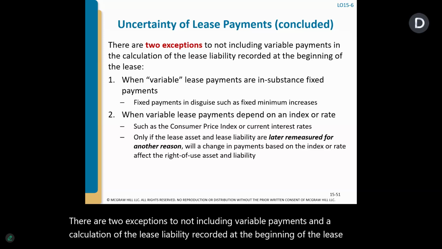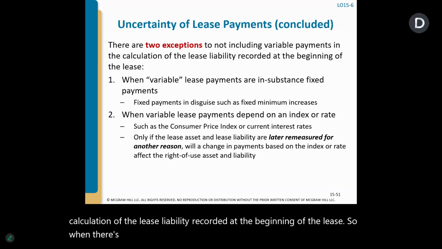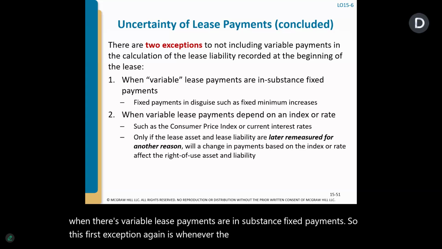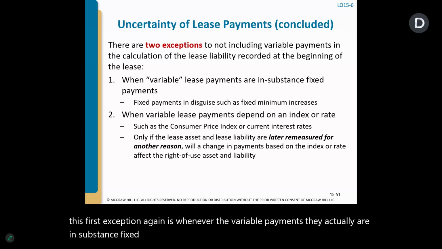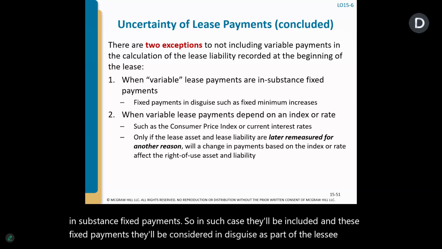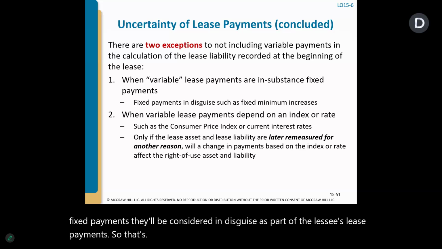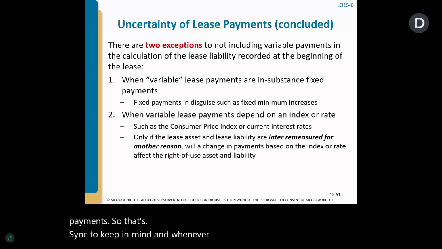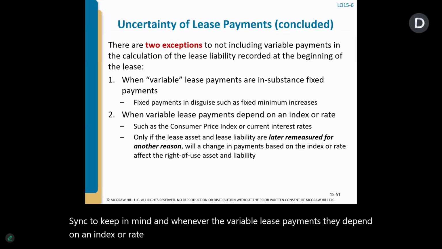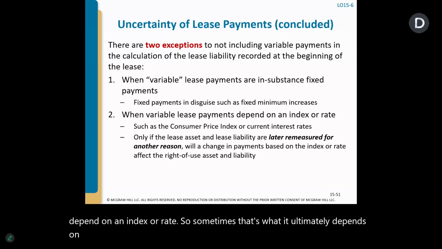So when variable lease payments are in substance fixed payments. So this first exception is whenever the variable payments actually are in substance fixed payments. In such case, they'll be included, and these fixed payments will be considered in disguise as part of the lessee's lease payments. So that's something to keep in mind. And the second is whenever the variable lease payments depend on an index or rate. Sometimes it could depend on the consumer price index or current interest rates.